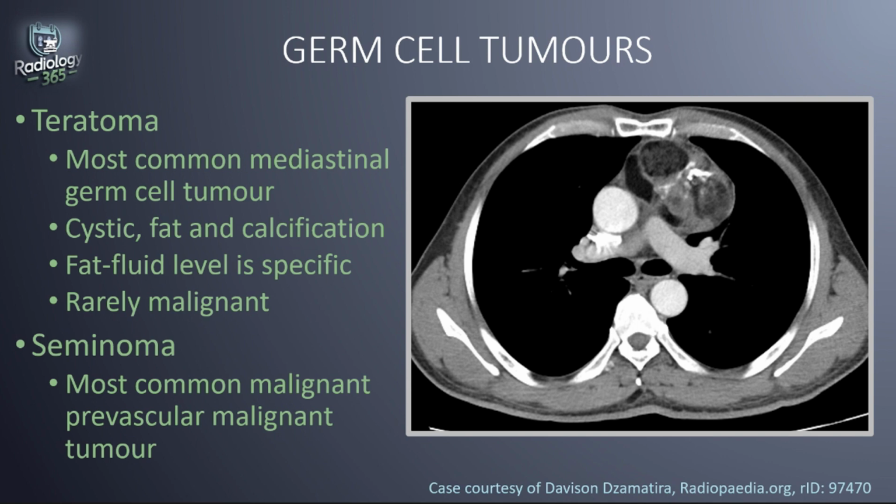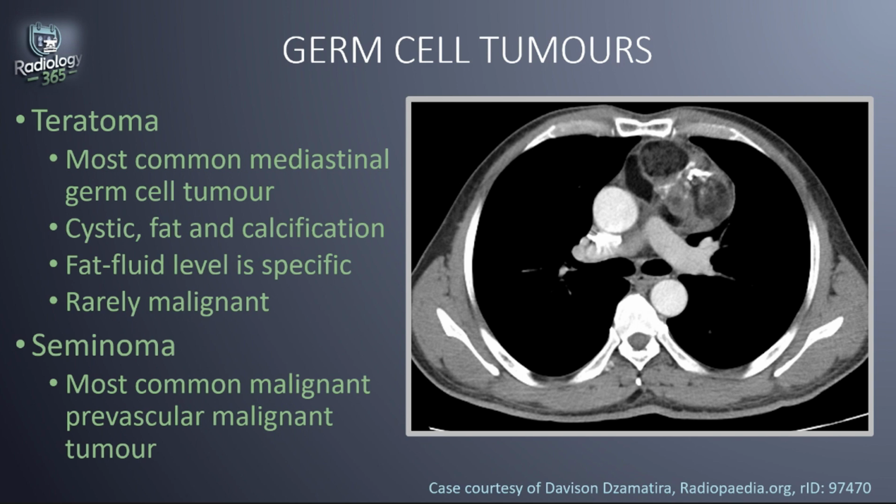Apart from a teratoma being the most common mediastinal germ cell tumor, a seminoma is the most common malignant prevascular mediastinal germ cell tumor, and it occurs almost exclusively in men between the ages of 10 and 39 years old. Pleural effusions are rare, but pulmonary mets are relatively common.